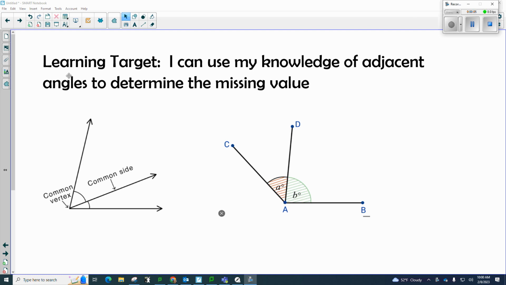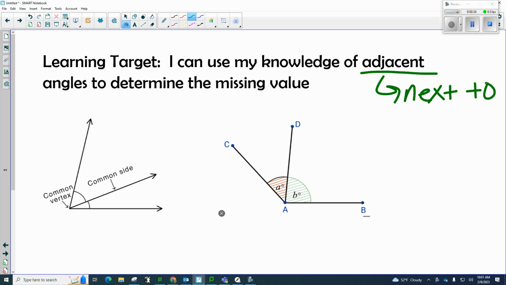Today's learning target is I can use my knowledge of adjacent angles to determine the missing value. You're probably thinking about that vocabulary word, adjacent. What does adjacent mean? Adjacent means next to. So two angles that are next to each other and they share a common side.